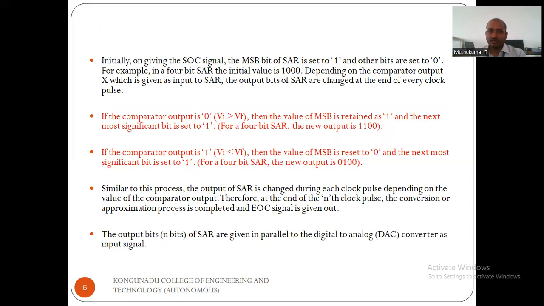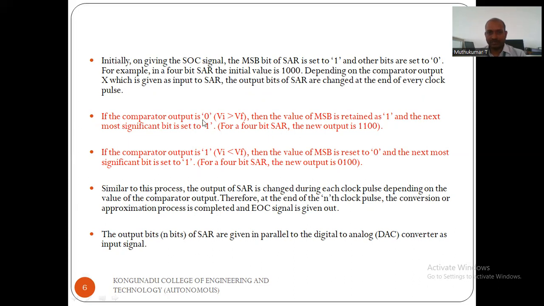So, operation of the SAR. Initially, on giving the SOC signal, the MSB of the SAR is set to 1 and the other bits are set to 0. For example, considering a 4-bit SAR, the initial value is 1000, so the first bit is 1 and the remaining bits are 0. Depending on the comparator output X, which is given as input to the SAR, the output bits of the SAR are changed at the end of each clock pulse.